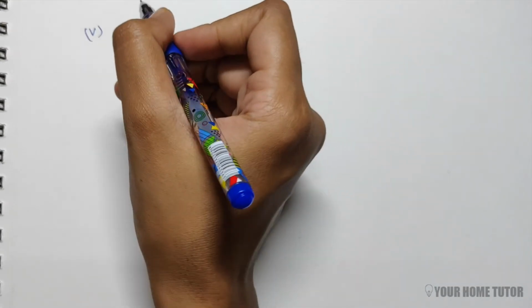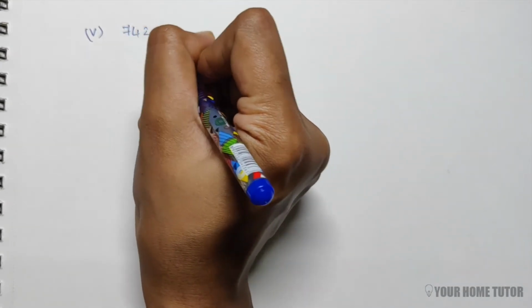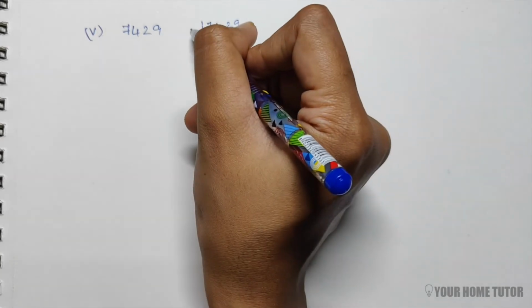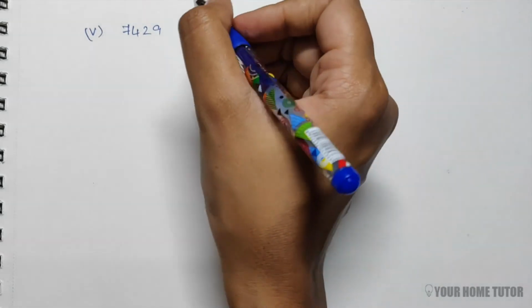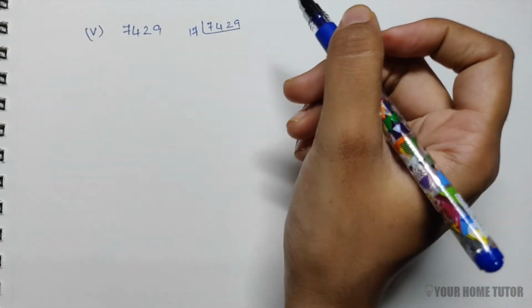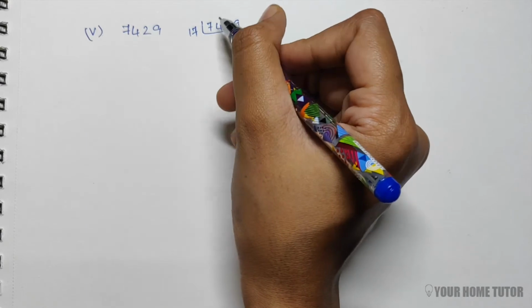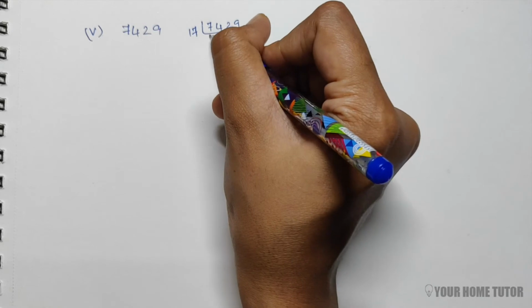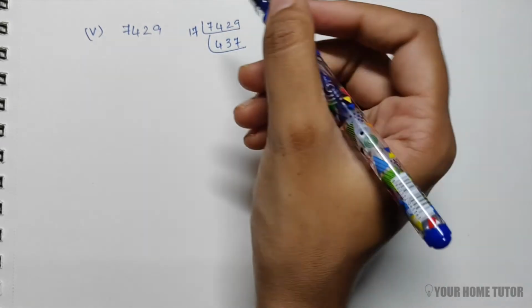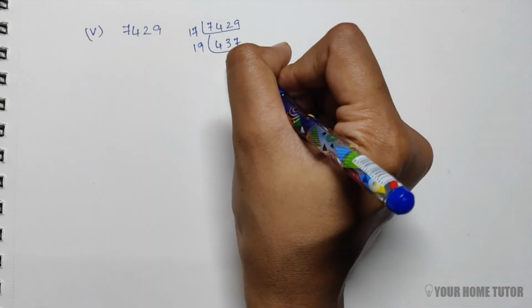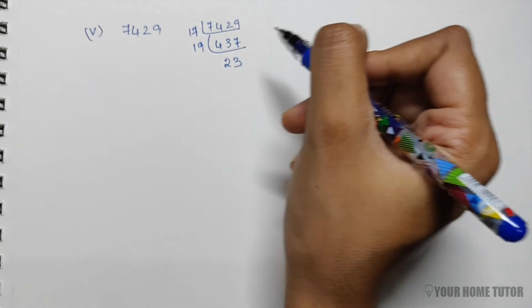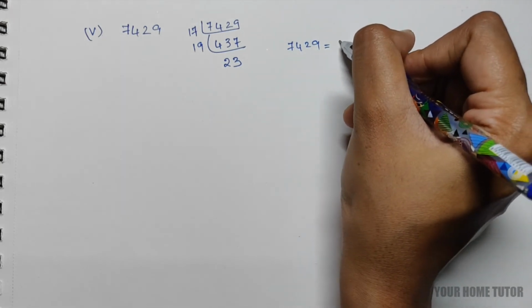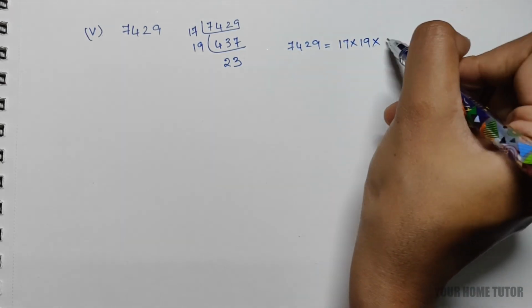So for the fifth number we have 7429. Following the same method, when I tried out different prime numbers, I found out 17 is divisible. So if I divide this number by 17, I would get 437. So 437 is again divisible by 19, which would leave us with 23. So 7429 can be written as a product of 17 into 19 into 23.